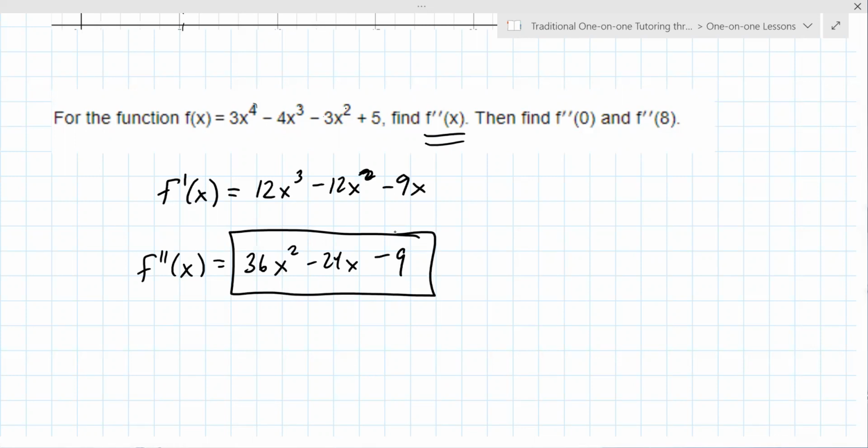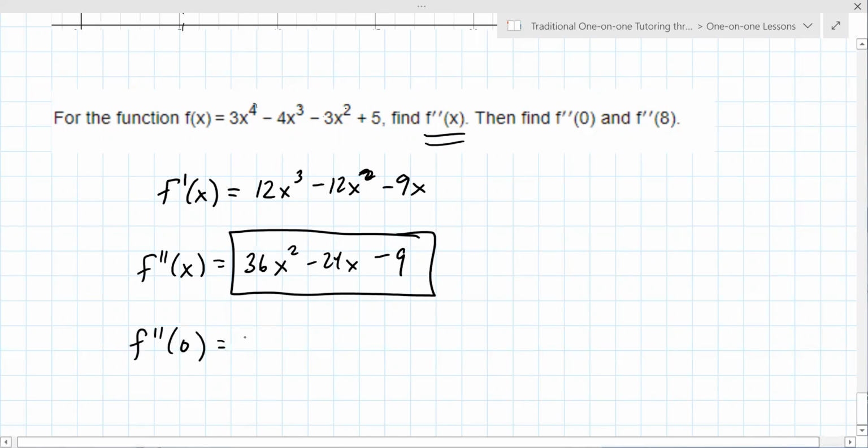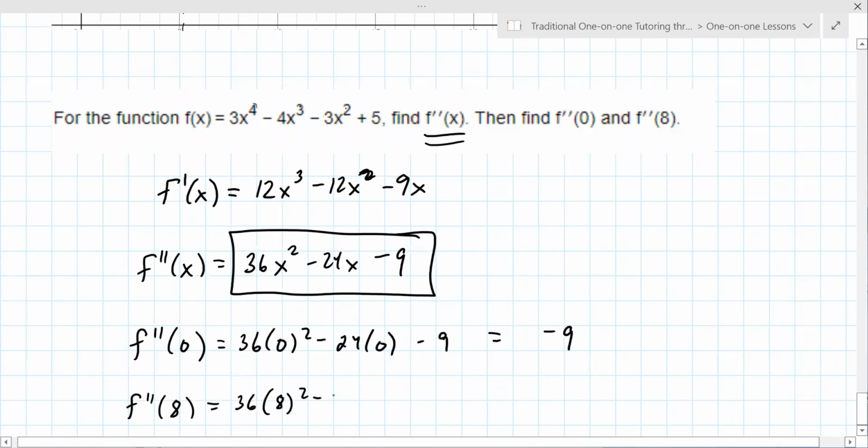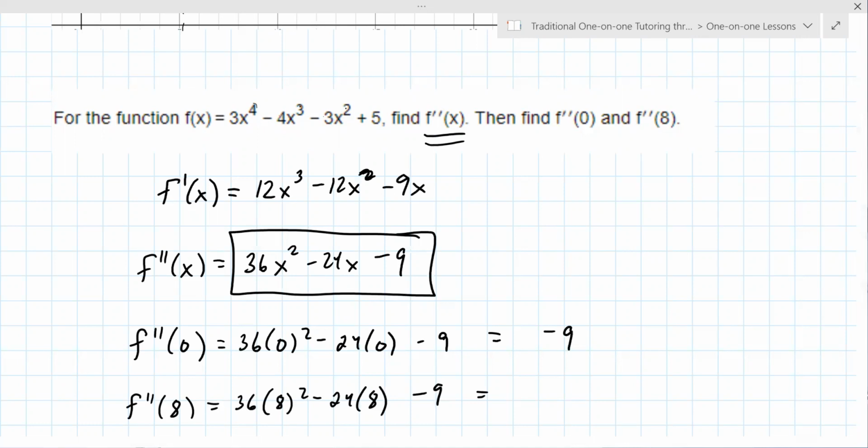Okay. So now we want to find f double prime of 0. That's 36 times 0 squared minus 24 times 0 minus 9. So that's just going to be the minus 9. And then f double prime of 8 is 36 times 8 squared minus 24 times 8 minus 9. I'm going to grab a calculator for that one. All right, so that is 2103.